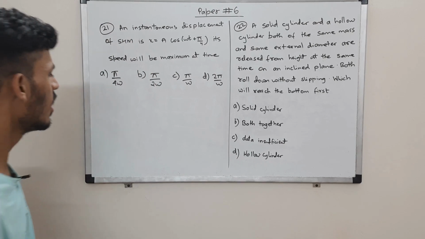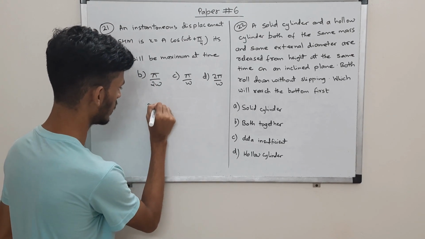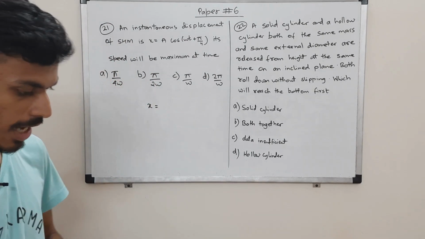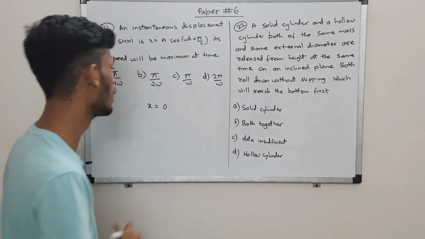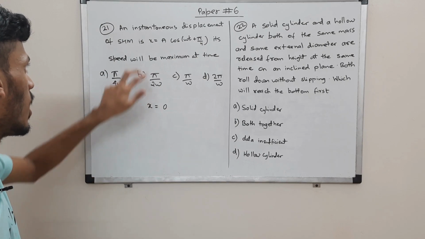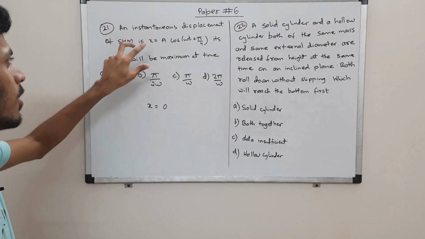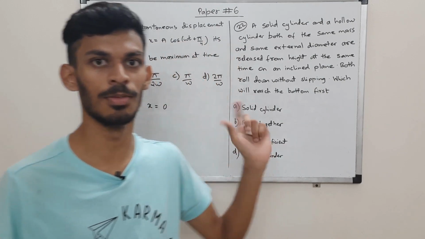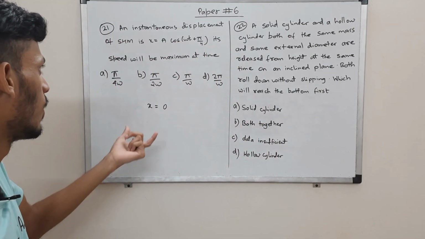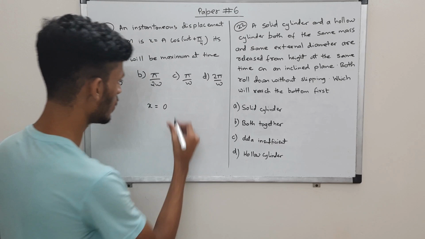Basically you'll know that the maximum speed of an SHM is acquired at the mean position, when x is equal to 0. So you are supposed to make x equal to 0, or you can differentiate this, get the velocity expression, and maximize it. Or here x equal to 0 would also do.